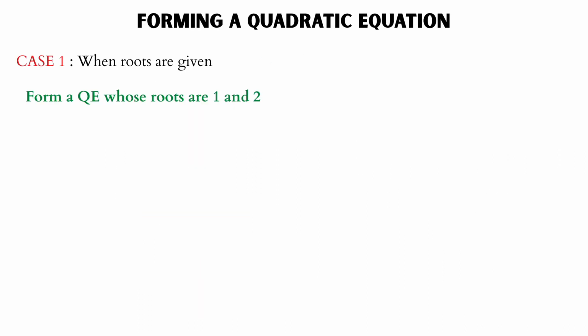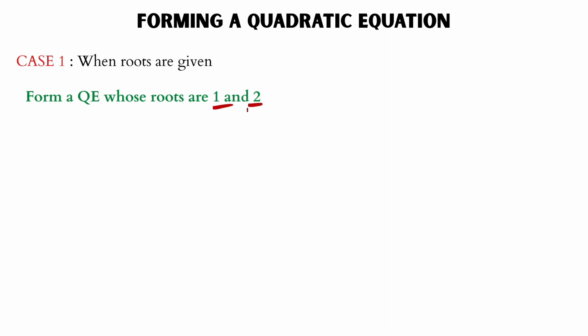Now how can we form a quadratic equation? We have three cases here. The first one is when roots are given, right? The second case is when the sum of the roots and the product of the roots are given. In that case we must find the quadratic equation. And the third case is when the roots are related to the roots of another quadratic equation. We will look into one by one.